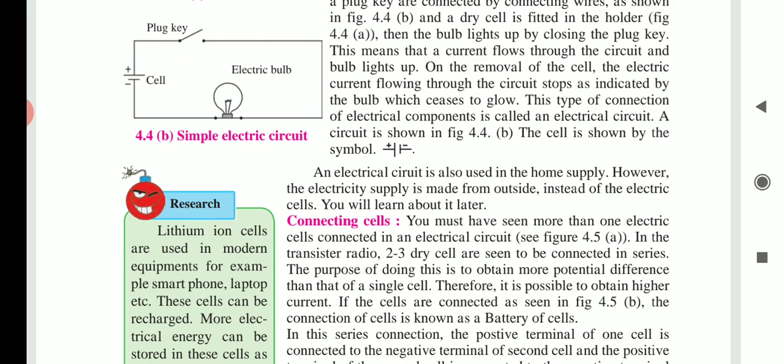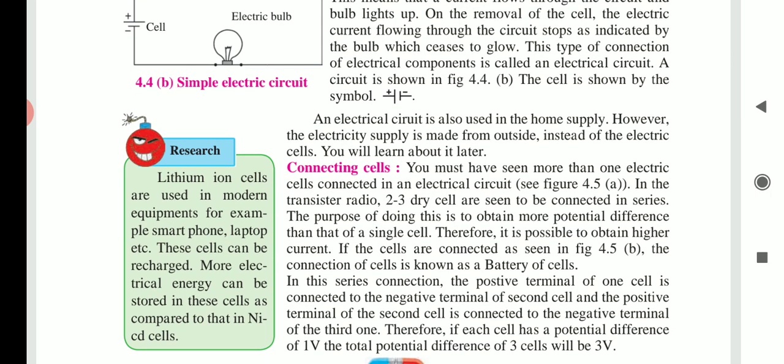When the plug key is closed, the charge easily flows through this circuit. Therefore, this acts as a switch. Which acts as a switch? That plug key acts as a switch. When the switch is open, the bulb does not light up, and when the switch is closed, means the plug key is closed, then the bulb lights up.